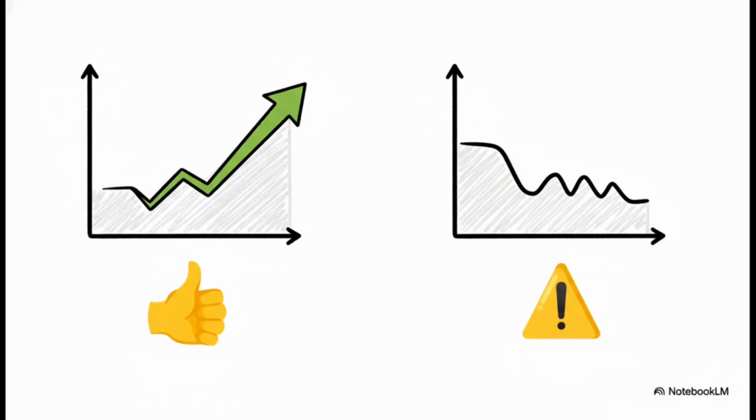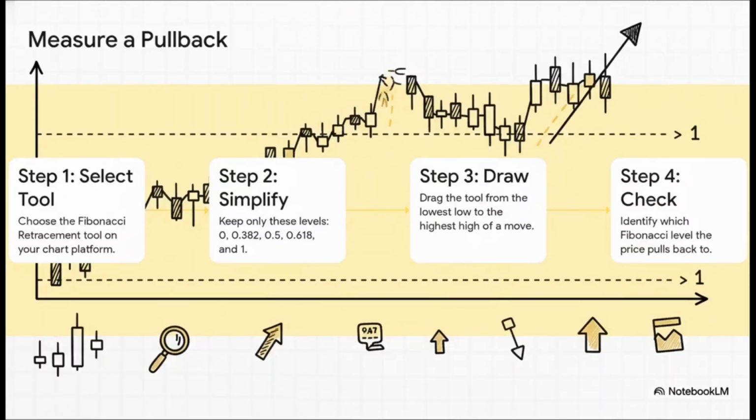Okay, so how do we actually measure this? Well, we use a simple tool called the Fibonacci retracement tool. First, you just pick it from your charting platform. Now, it usually comes with a bunch of lines, so the key is to go into the settings and simplify it. You only need to keep the 0, the 0.382, the 0.5, the 0.618, and the 1 levels. Then, in an uptrend, you just click and drag it from the most recent low point of a move all the way up to the highest point.